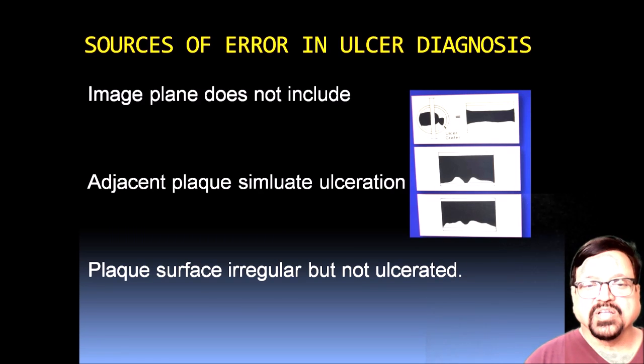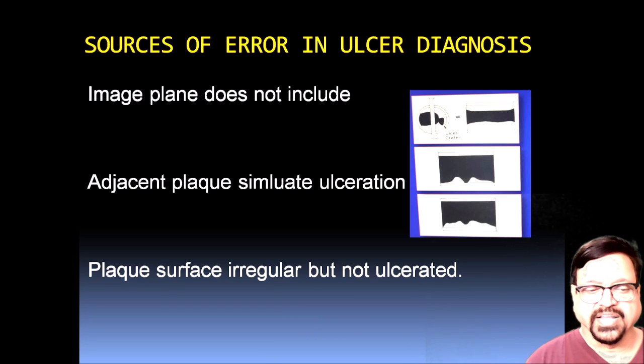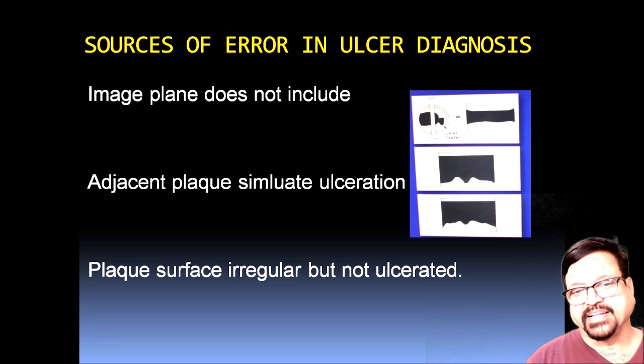Now the surface of the ulcer. What are the possibilities of error in diagnosis? The image plane not included. Then adjacent plaque simulating ulceration. Plaque surface irregular but not ulcerated.